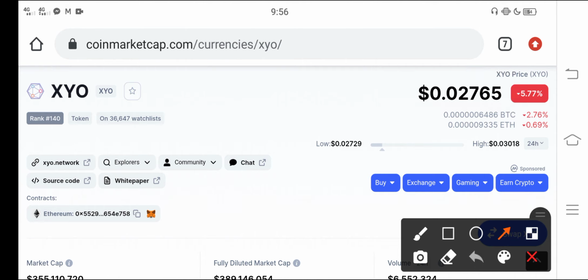Furthermore, if you study the change update of XYO, a negative 5.77% change occurred in the XYO network, guys. Negative 5.77% change occurred in the XYO.